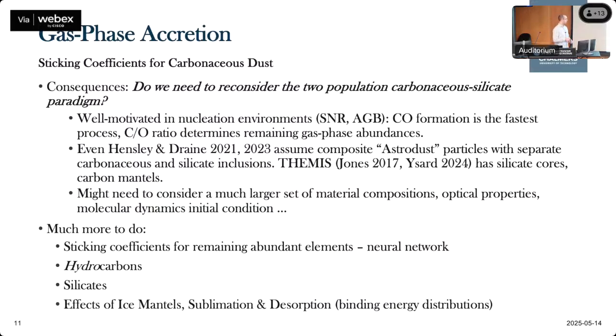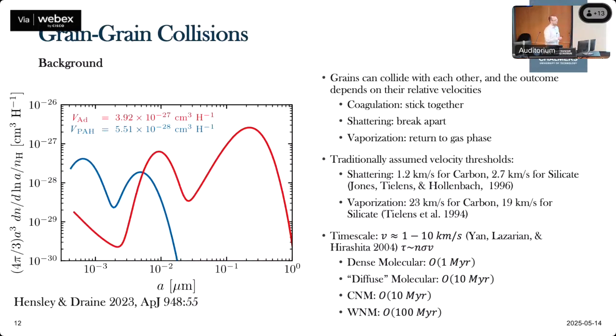Of course, there's a lot more that we're working on immediately. We want to get this for the rest of the remaining elements, either through more molecular dynamic calculations or neural networks. We want to do this for hydrocarbons, which we think are a more realistic representation of the carbon-carrying dust in the ISM. Also want to do it for silicates, and then also look at the effect of ice mantles, sublimation, and desorption.